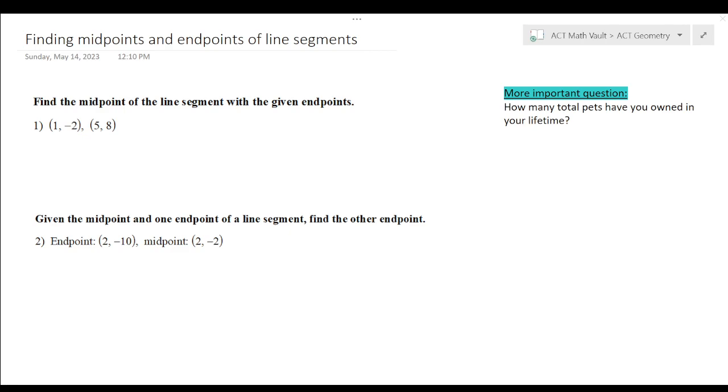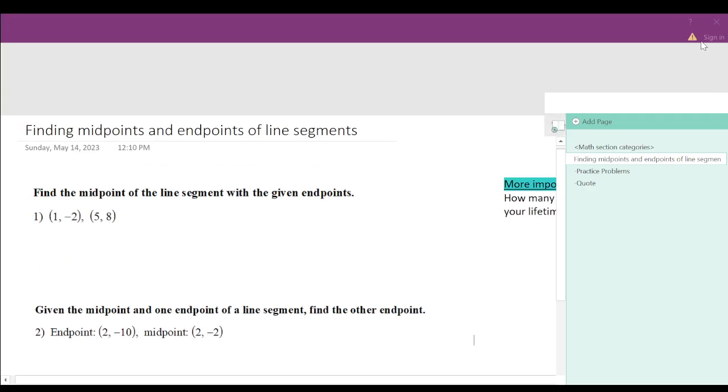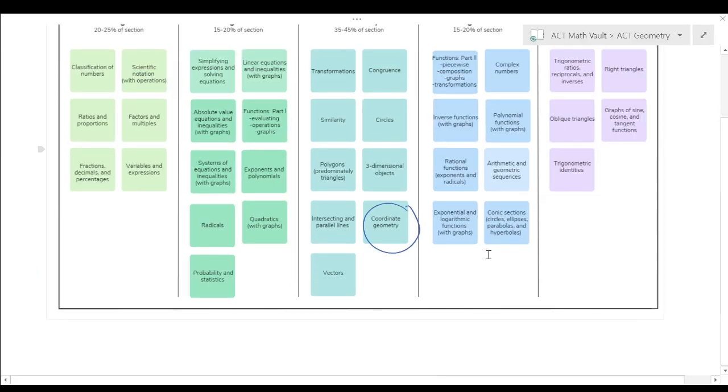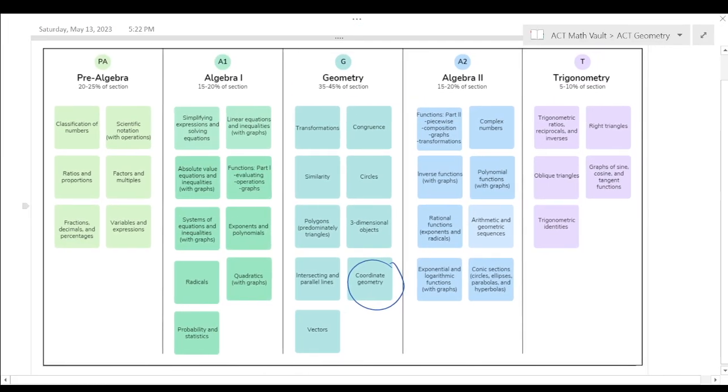How many total pets have you owned in your lifetime? And where does this fall in the grand scheme of things on the math section?